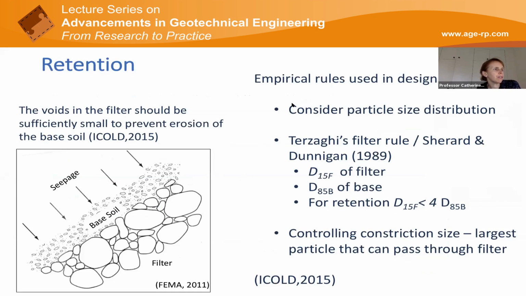So the empirical rules that are used in filter design to assess whether this filter can retain the base soil look at the particle size distribution of the filter material and also the particle size distribution of the base material. And the empirical rule says that to retain this base material, the D15 of the filter should be smaller than 4 times the D85 of the base.